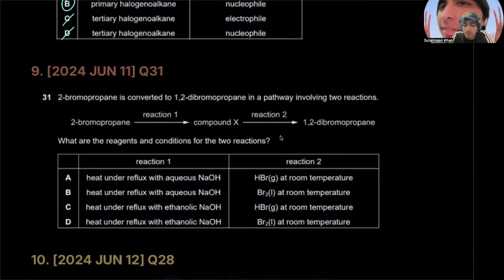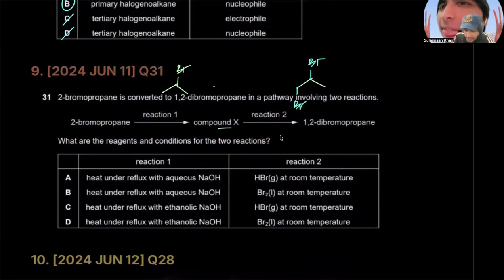2-bromopropane is converted to 1,2-dibromopropane in a pathway involving two reactions. Reaction 1 gives you compound X, and then 1,2-dibromopropane. What are the reagents and conditions for the two reactions? If you look at the options, you have 2-bromopropane, and you go into compound X, and then you end up with 1,2-dibromopropane. So you end up with a Br being bonded here and a Br being bonded here.